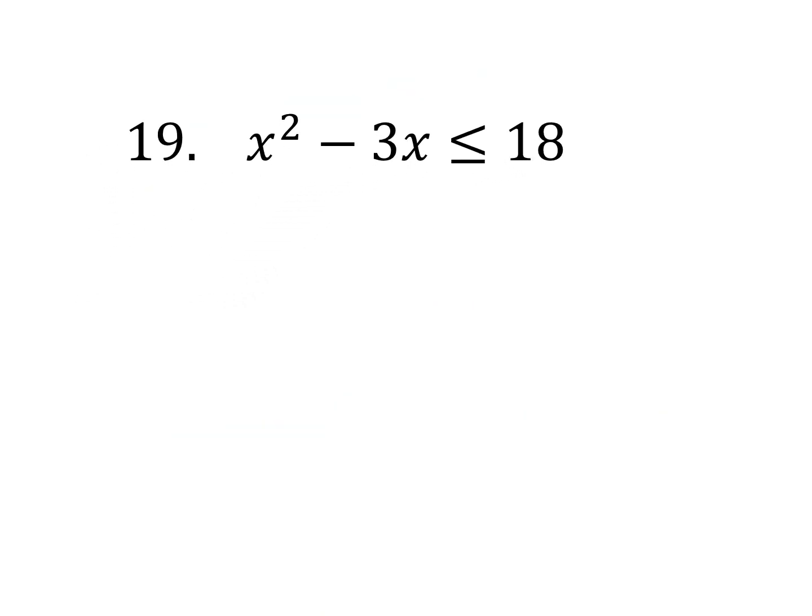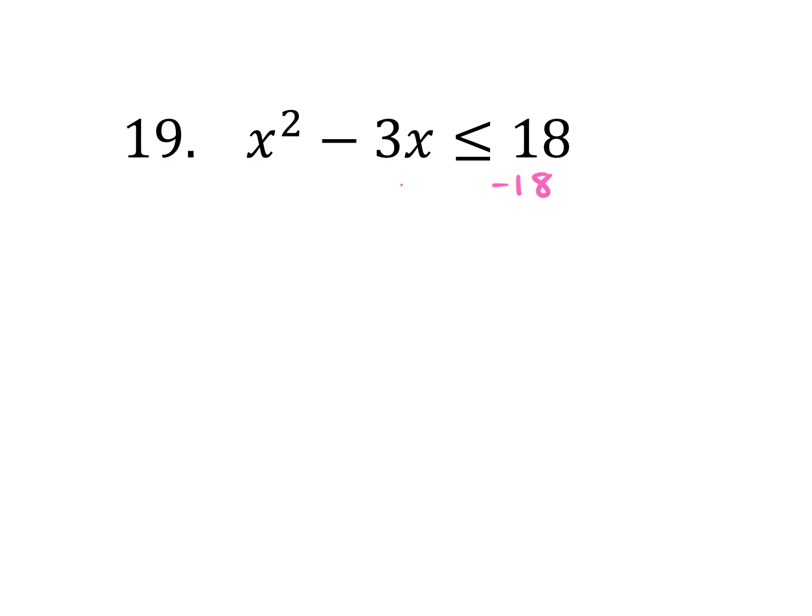What should we do first? We've got to subtract 18. If we have an x squared and an x, we know that we have to factor. So we want everything on one side. So x squared minus 3x minus 18 is less than or equal to 0.